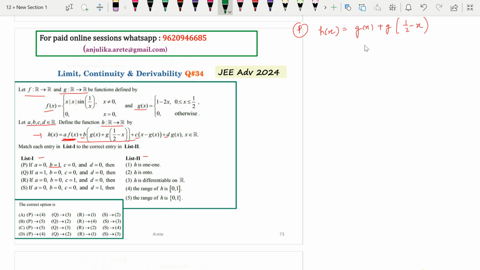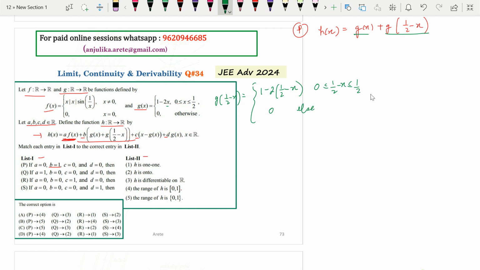g of x is already given to you. I need to just figure out what is g of half minus x. So let's write it on the side. What is g of half minus x? Very simple. Instead of x, you're going to write half minus x. So let's write that. Instead of x, you're writing half minus x. Here also, if half minus x lies between 0 and half, and 0 otherwise.